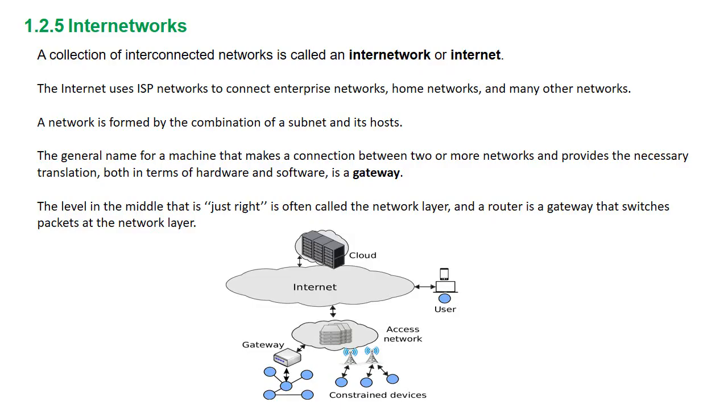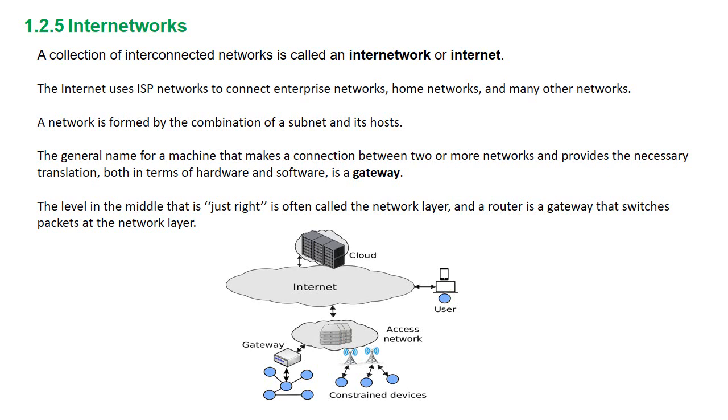The last one is internetworks. What is this internetwork? It is an interconnected network. It can have the LAN connection and also the WAN connection, or a single user can use the MAN connection, like that. It uses ISP networks to connect enterprise networks, home networks or many other networks. It is formed by the combination of subnet and host.